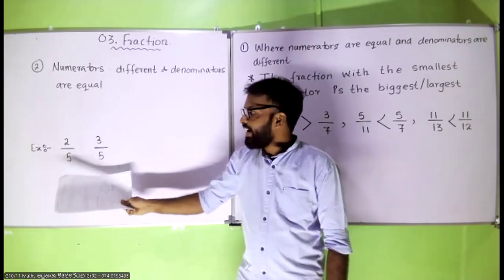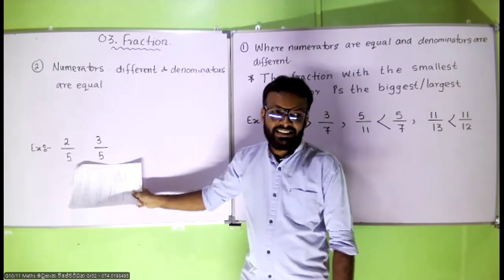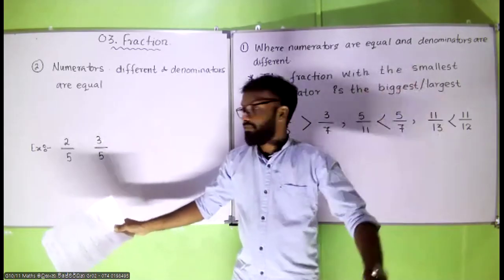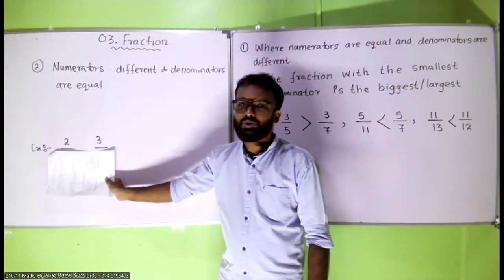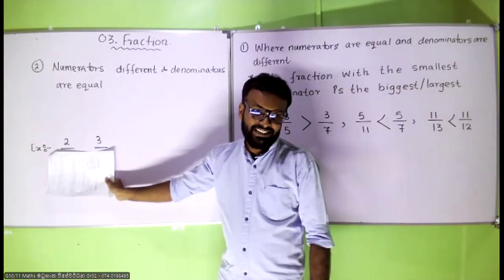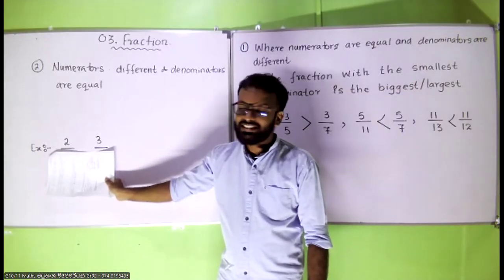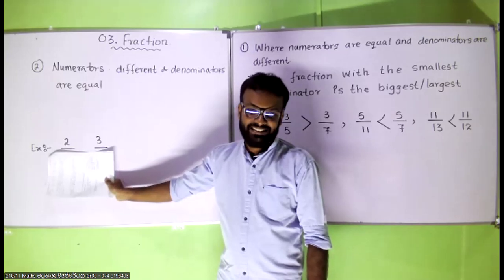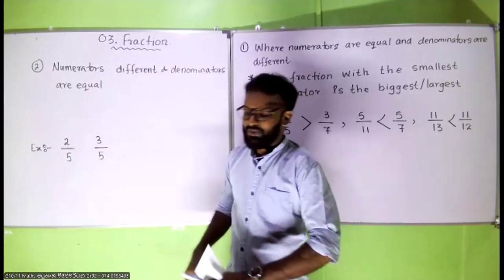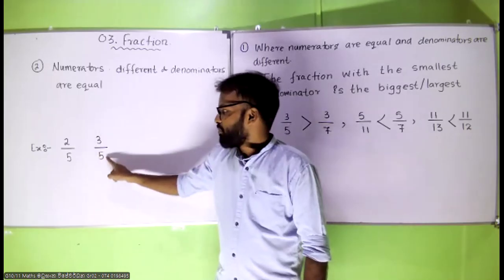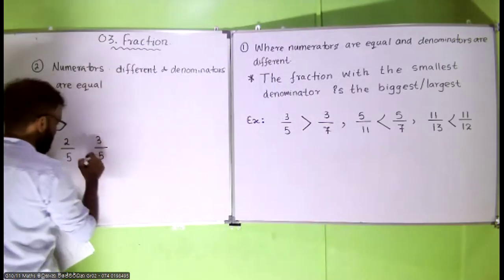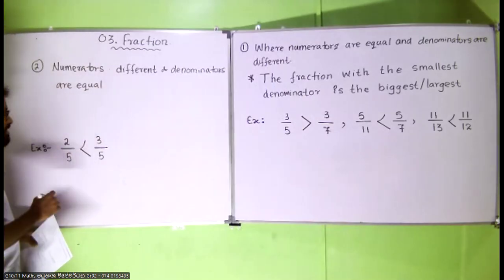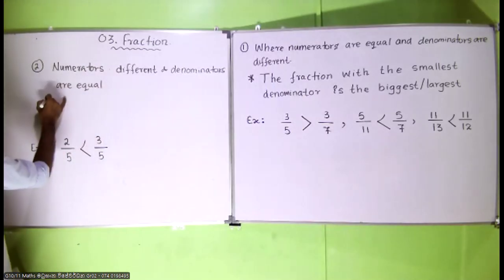I told you when you have equal denominators, just forget them. That means for a moment, forget them. Now choose the biggest numerator. I asked you which one is the biggest, 2 or 3? 3 is the biggest numerator. So 3 upon 5 is the biggest fraction.